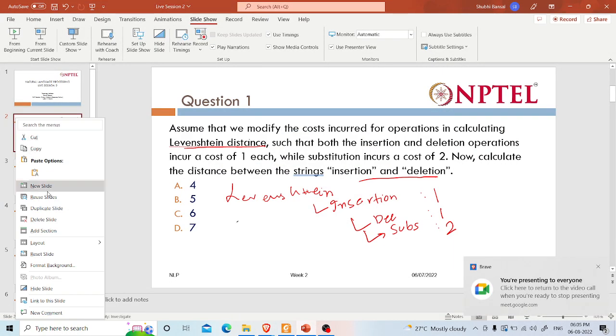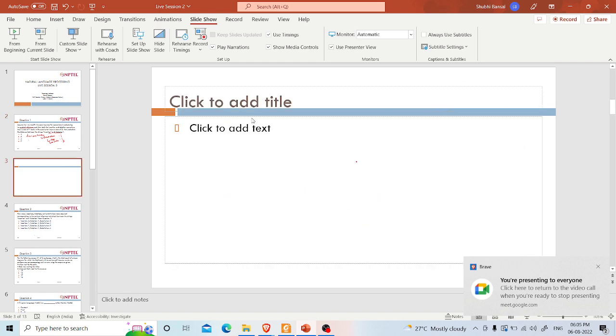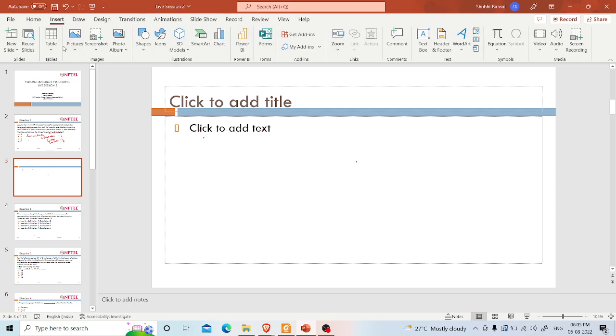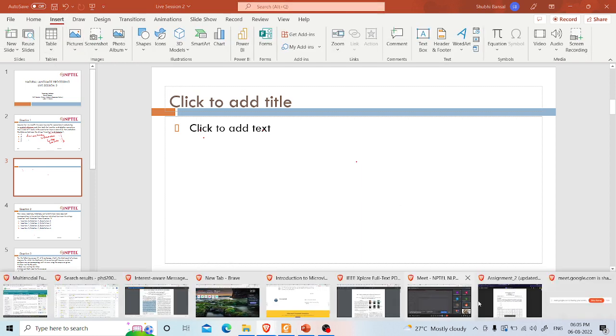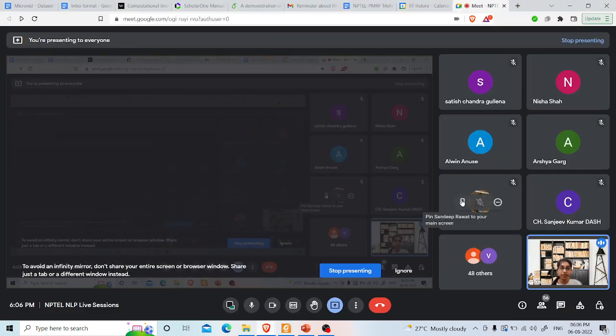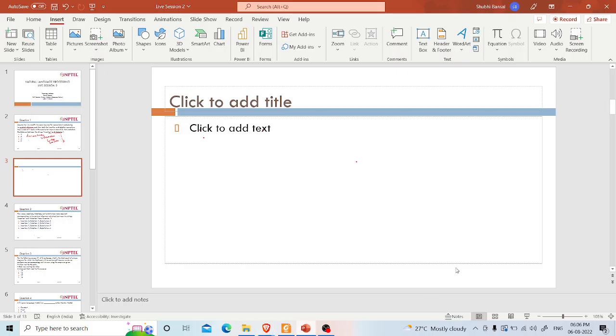So what we can do here, there are two ways to solve this question. Yes, please ask if you have any doubts. Any doubt? Okay. We can either draw a table or go by the simpler way. First, I'll discuss the simpler way.